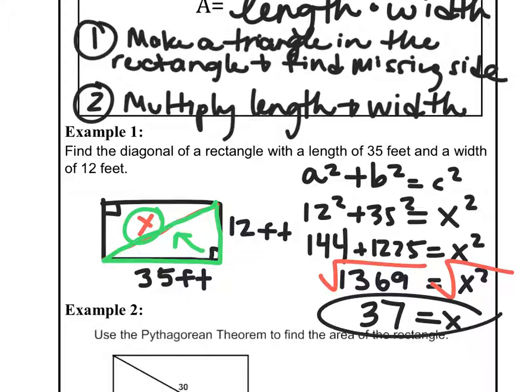Okay, double check your work. 37 needs to be the longest side because it was the hypotenuse, which is the longest side. Is 37 bigger than 12 and 35? Yes. Then that's a quick way to check and see if you did it hopefully correct.